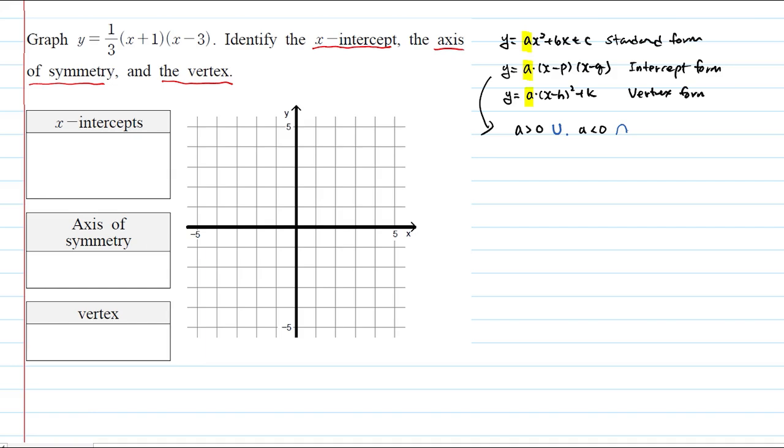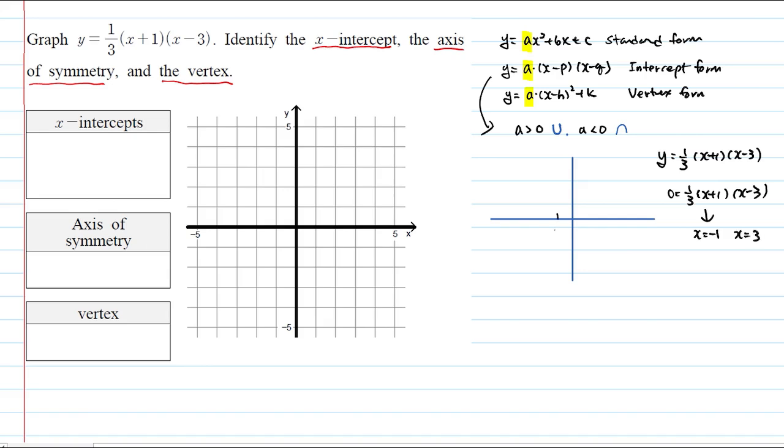Now then, what's good about the x-intercept form? As you draw the graph, let's draw it. In this question, we have y equals 1/3 (x plus 1)(x minus 3). By setting this equal to 0, we know that x is either -1 or x is equal to 3. So we know that it's passing through -1 and 3, and we know the shape. Since a is greater than 0, where a is 1/3, it's a U-shape. So the graph will somewhat look like this.